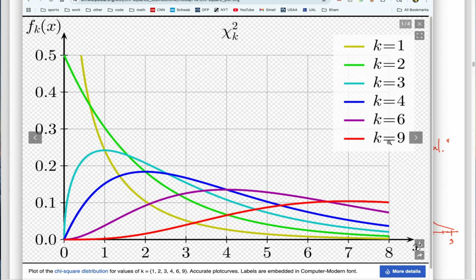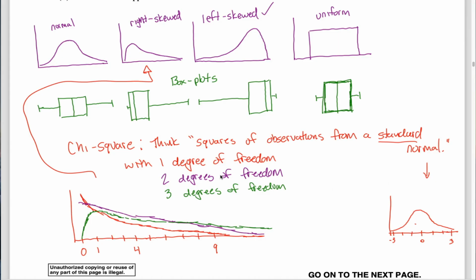Note that when we have 9 degrees of freedom, I wish this graph weren't cut off, what we end up with here starts to look more like a normal distribution. That's a really interesting fact. I could spend a lot of time talking about why that is, but this video is already pretty long, so maybe I'll just leave that as a comment. As the degrees of freedom increases, your graph becomes less right skewed and more normal.